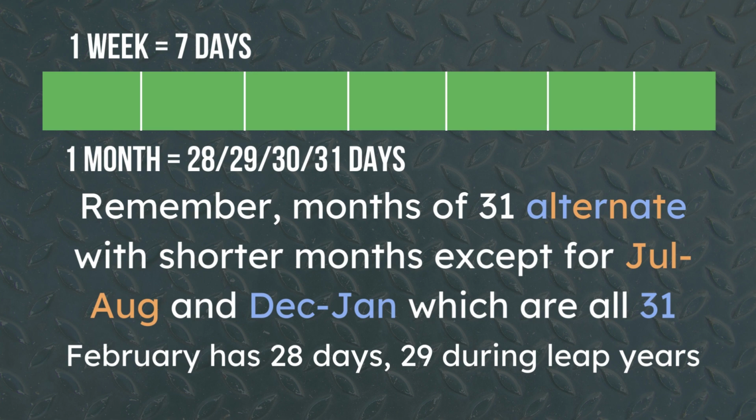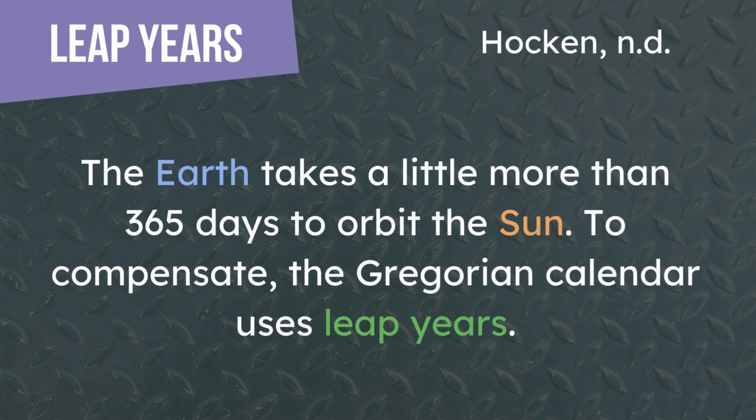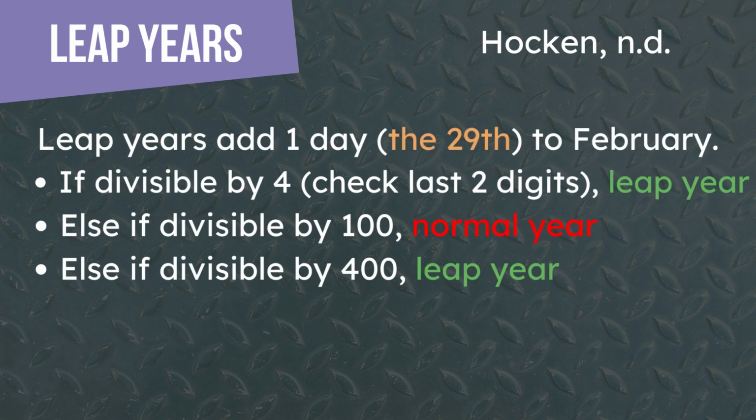But what are leap years? So leap years are needed because the Earth takes a little more than 365 days to orbit the Sun. There's about one extra day for 4 years of 365. So there are leap years where there's an extra day, which is February 29. Leap years add one day, which is the 29th of February.